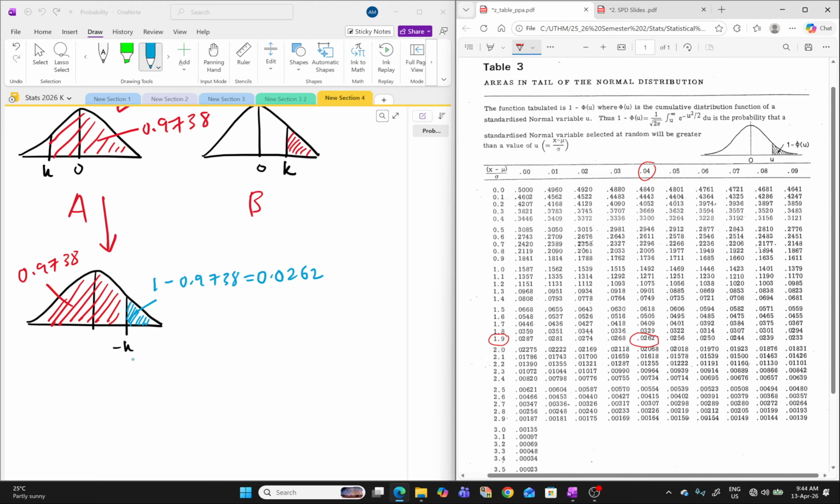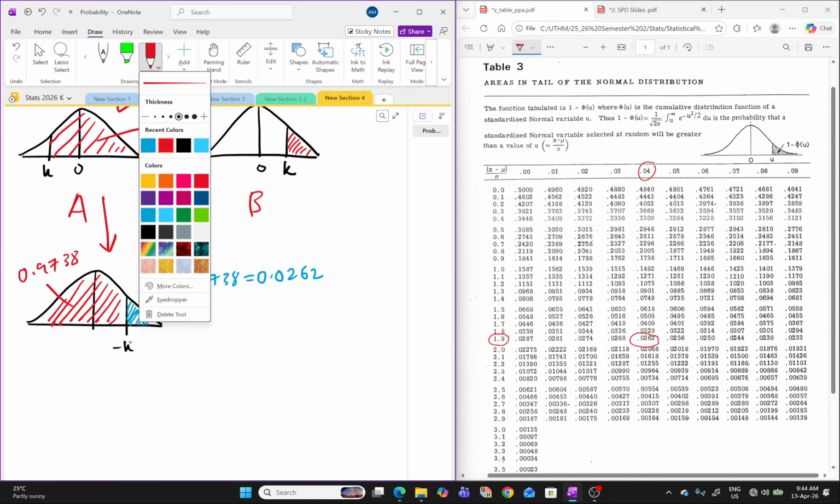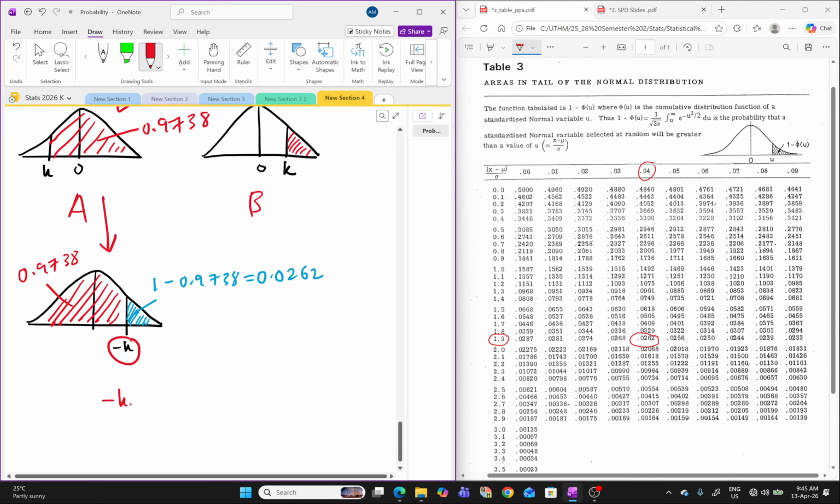1.94. So what you have to do? Negative K is equal to 1.94. So K is equal to negative 1.94. That is the answer. Because K is supposed to be a negative value, isn't it? So your answer also must be a negative value. Remember that.